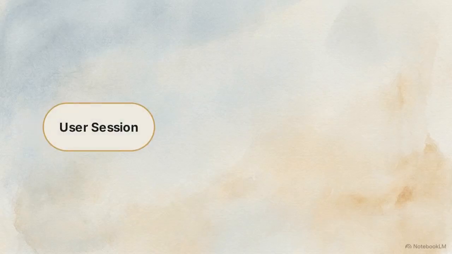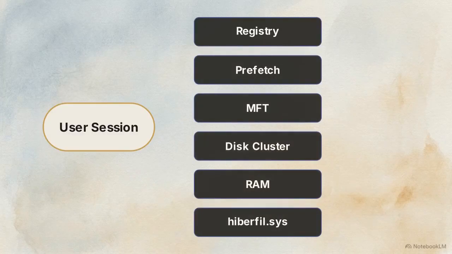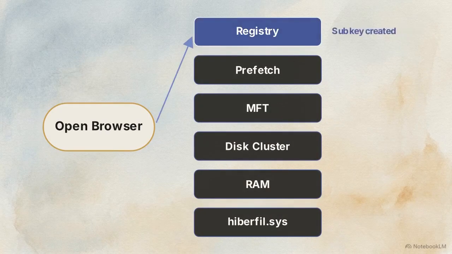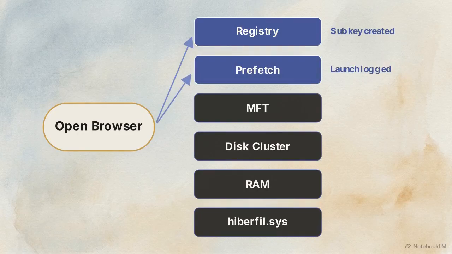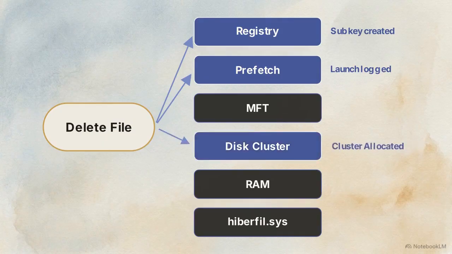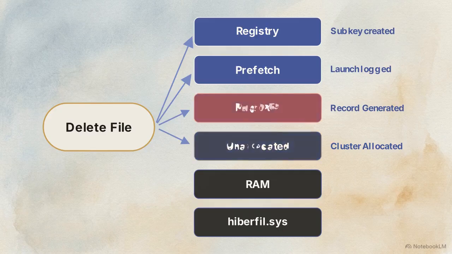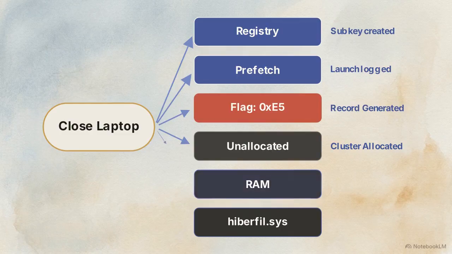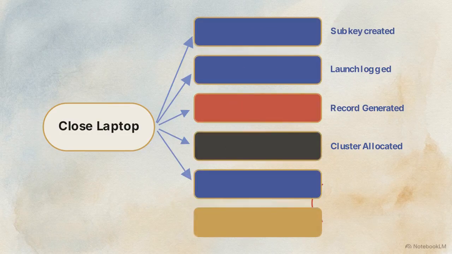Watch how a user session maps across the architecture. A user logs in and opens a browser. Instantly, a registry subkey records the login, and a prefetch file logs the launch. Next, the user downloads and attempts to delete a file. A cluster is allocated, an MFT record generated, and upon deletion, the OS shifts the hexadecimal flag to 0xE5. Finally, the user closes the laptop. The active RAM state is written to the hiberfile.sys block, freezing the session data.